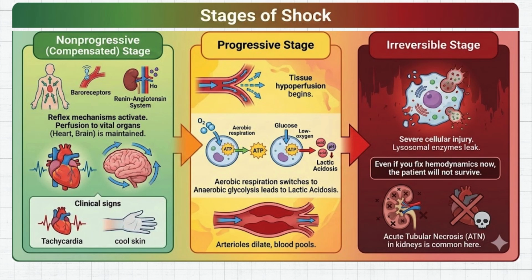Severe cellular injury takes place, lysosomal enzymes leak. Even if you fix hemodynamics now, the patient will not survive. Acute tubular necrosis in kidneys is common here.